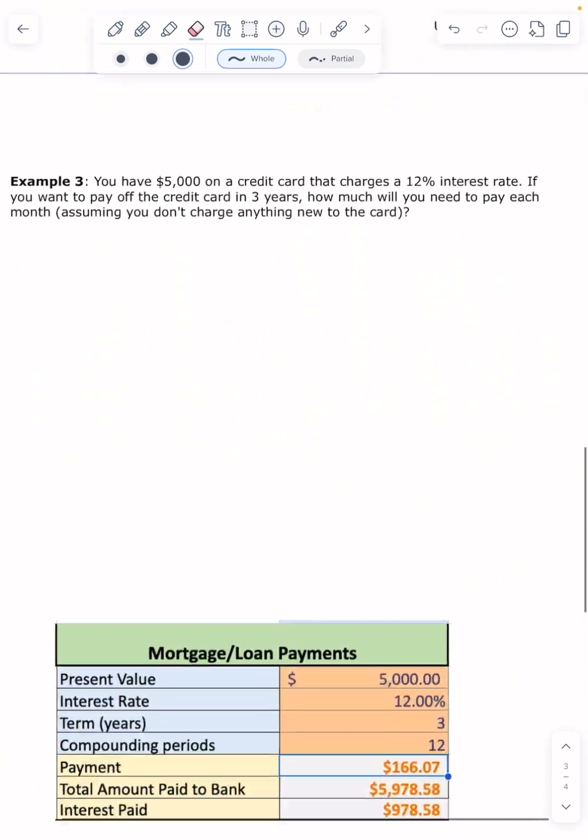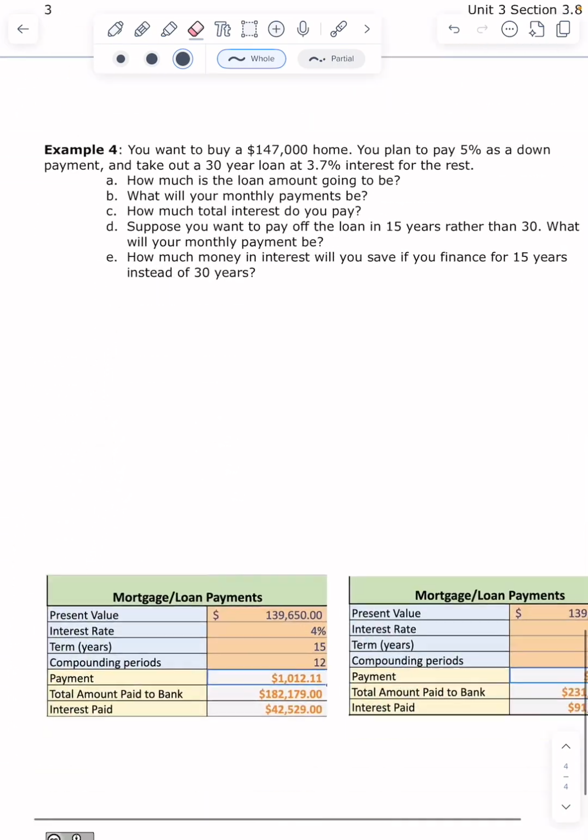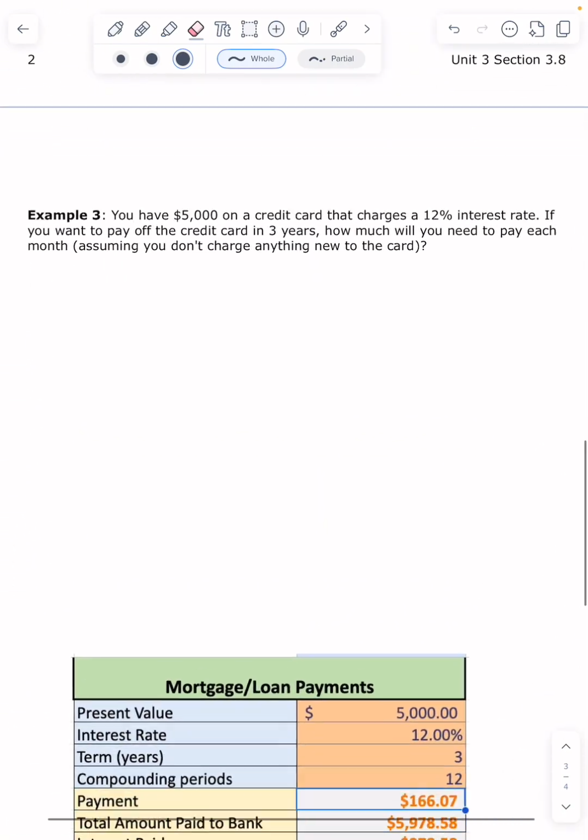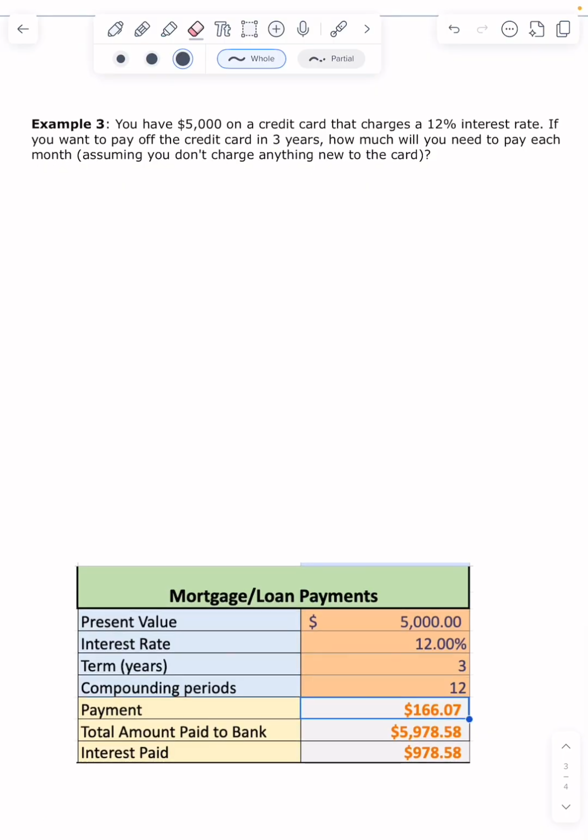Oh gosh, we have more. Example 4. Okay, so we've got 2 more examples. You have $5,000 on a credit card that charges 12% interest rate. If you want to pay the credit card off in 3 years, how much will you need to pay each month? And this is assuming that you don't make any more charges, because usually with credit cards, you keep putting more on it. So this is kind of the same thing as what we just did. So it's kind of good because we get more practice with it.